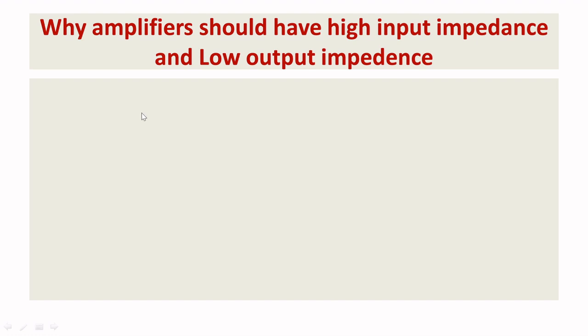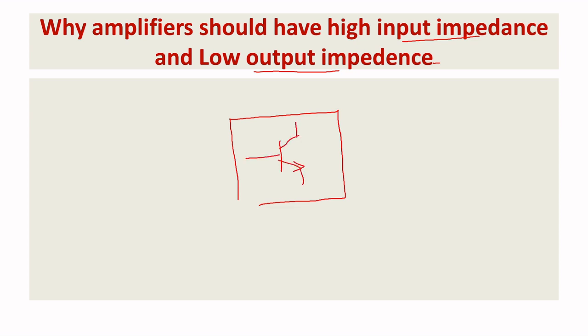Hey students, today we are going to discuss why an amplifier should have higher input impedance and lower output impedance for linear amplification. So first we will draw the analogy of the amplifier circuit. Here you will have the transistor, right? And in this part you will have the input impedance, and here you will have the output impedance. Okay, so this is a common port.